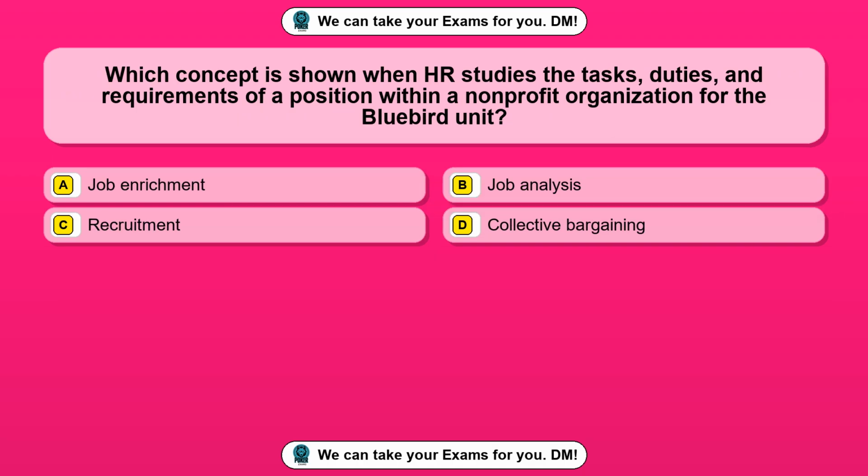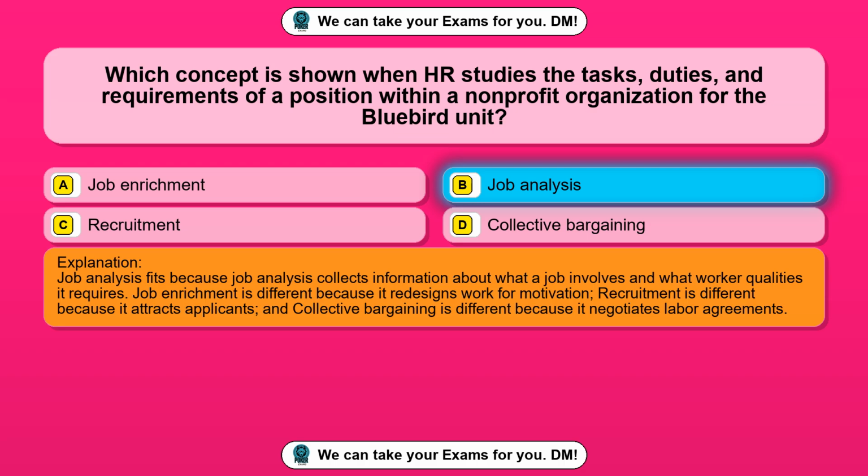Question 65. Which concept is shown when HR studies the tasks, duties, and requirements of a position within a nonprofit organization for the Bluebird unit? Option A, job enrichment. Option B, job analysis. Option C, recruitment. Option D, collective bargaining. The correct answer is option B, job analysis.